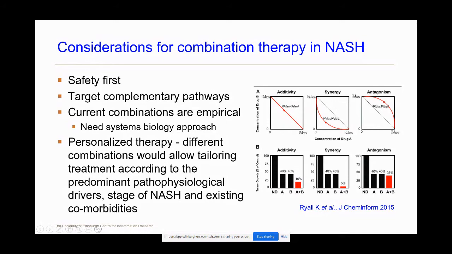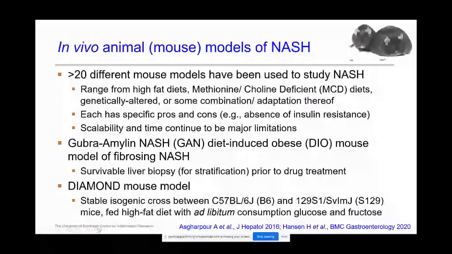To date, most NASH therapeutics have been tested for efficacy and toxicity in mouse models prior to being advanced to clinical trials. More than 20 different mouse models have been used to study NASH, and they range from high-fat diets to methionine-choline-deficient diets, genetically altered models, or some combination or adaptation thereof. And each of these models has specific pros and cons. For instance, some, like the MCD diet model, have an absolute absence of obesity and insulin resistance. But for animal models, scalability and time continue to be major limitations. And in many of these models, you don't see any fibrosis for at least six months of model evolution. And I've highlighted the Gubra and Diamond mouse models here, as they probably display the best clinical translatability with respect to the histopathological, transcriptional, and metabolic aspects of the human disease.